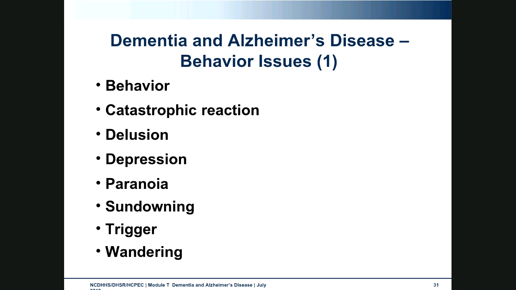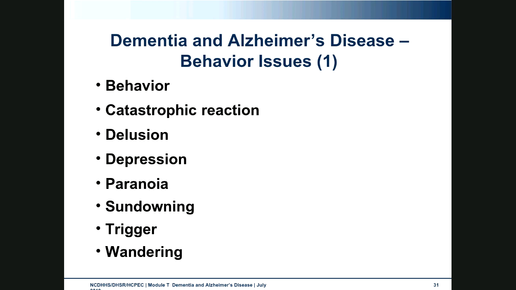It's not what you were expecting, that came out of nowhere. Catastrophic reaction. A delusion is a false belief. Depression is the loss of interest in usual activities. Paranoia is an extreme or unusual fear. Sundowning is the increased agitation, confusion, and hyperactivity that begins in the late afternoon and builds throughout the evening.